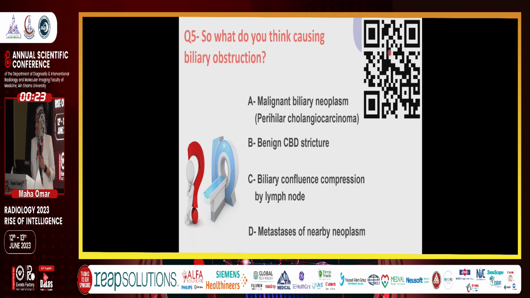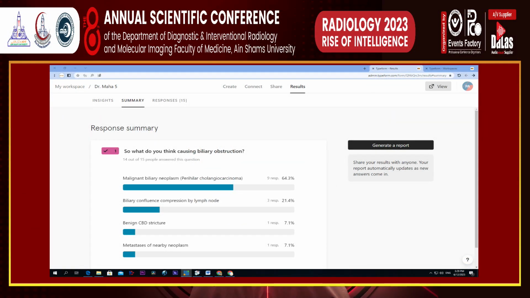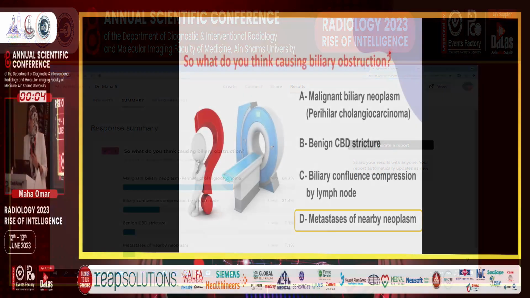Can you put the answers? Okay, we have 9 votes, 64.3% for malignant biliary neoplasm, perihilar cholangiocarcinoma, and 21% biliary confluence compression by lymph nodes, and only 1 response, 7% for benign CBD stricture, and 1 response for metastasis of nearby neoplasm. Okay, so let's have a closer look. Actually, the correct answer is metastasis of nearby neoplasm, and I will explain the case now.